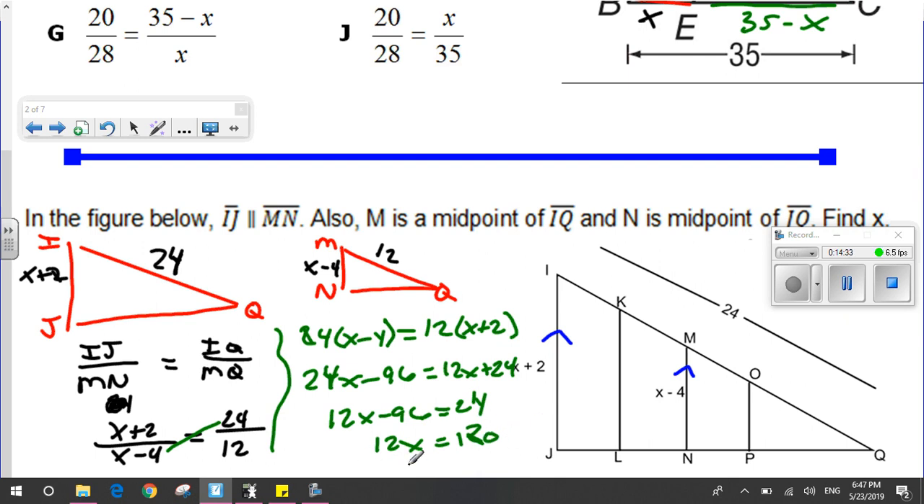And then divide both sides by 12. X is 10. So make sure you understand how to set up proportions and make sure you understand how to solve proportions.